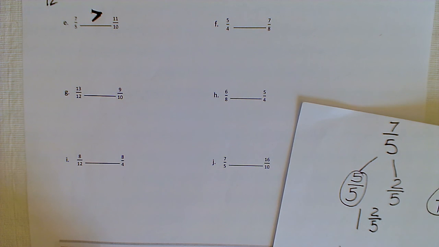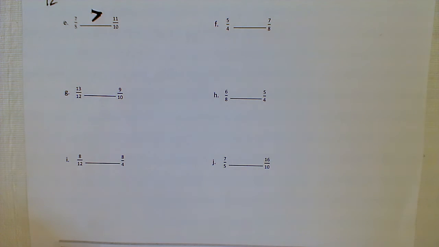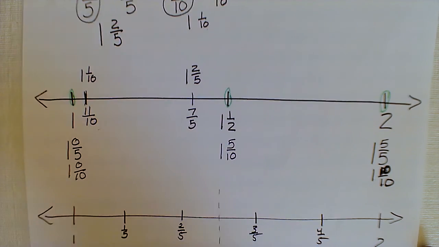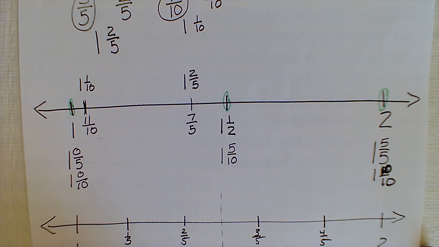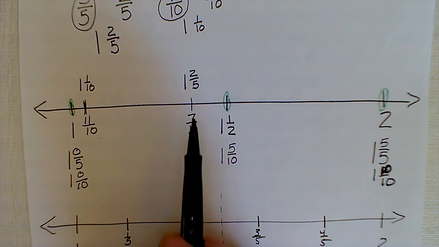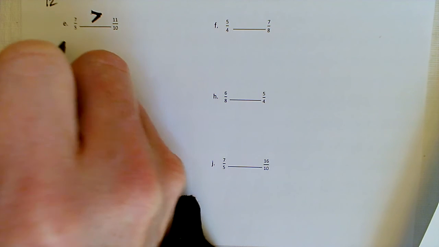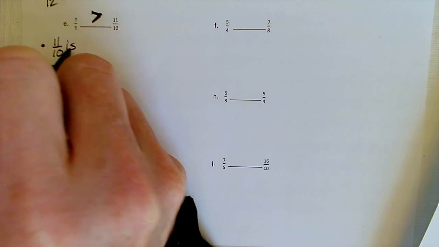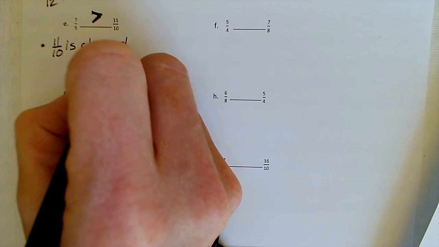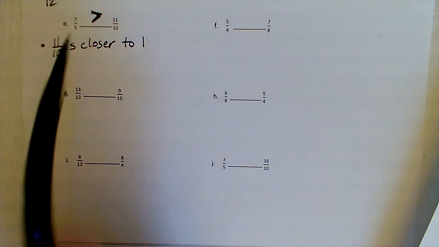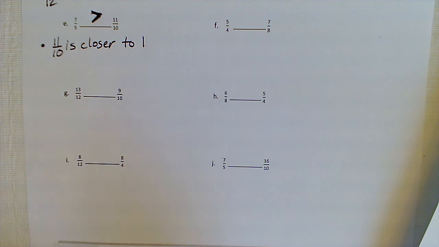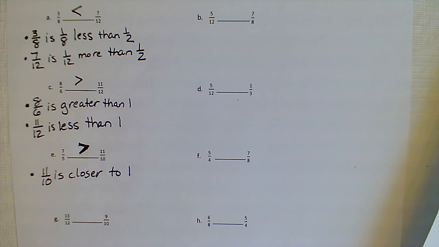Now we have to think about how we are going to explain that. One nice easy way is I could just say that 11/10 is closer to 1, or that 7/5 is closer to 1.5. I'm going to say that 11/10 is closer to 1 because it's closer to 1 than 7/5 was. So that means that it's smaller, since we're looking at two numbers that both fall between 1 and 2. I hope that this is starting to make sense for you.